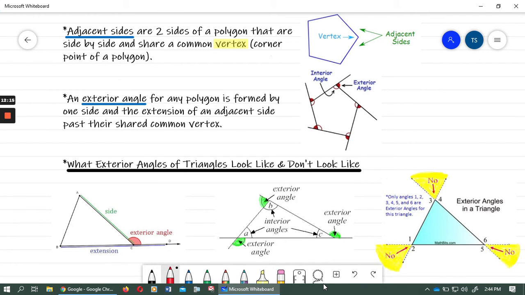Okay, so guys, let's look at what exterior angles of triangles actually look like. What do the exterior angles of triangles look like? And also, guys, let's look at what they don't look like.